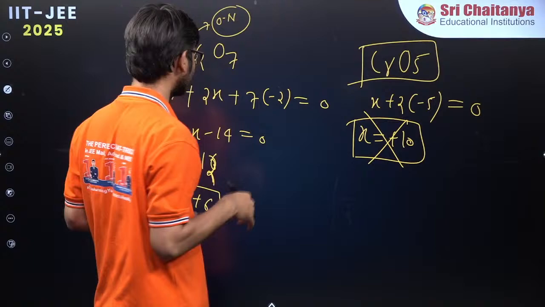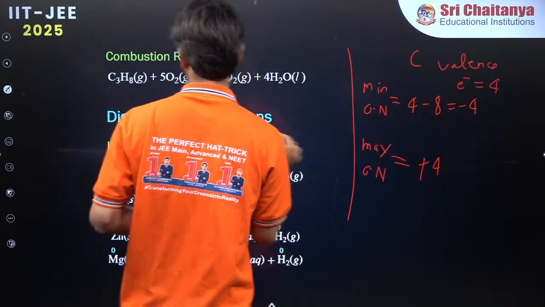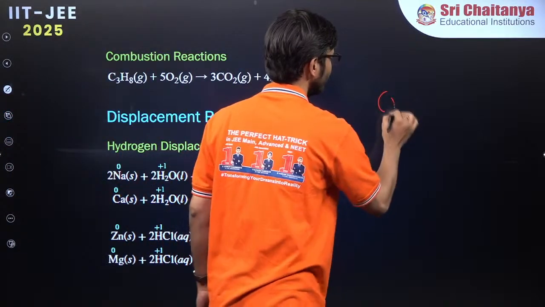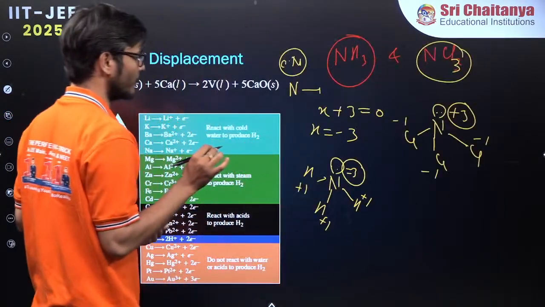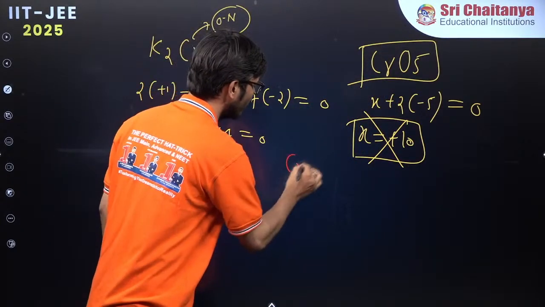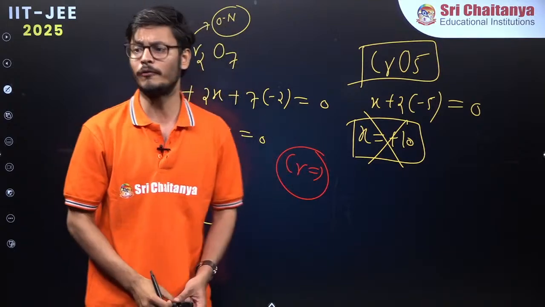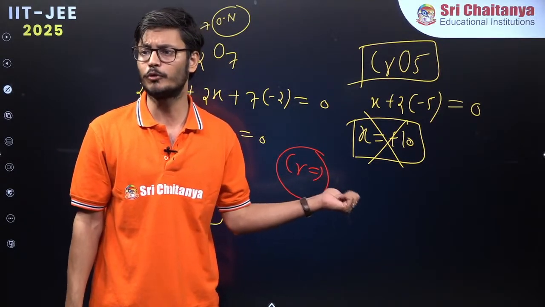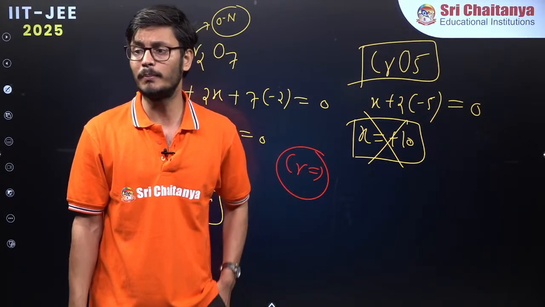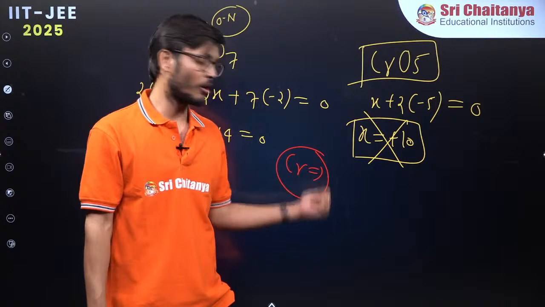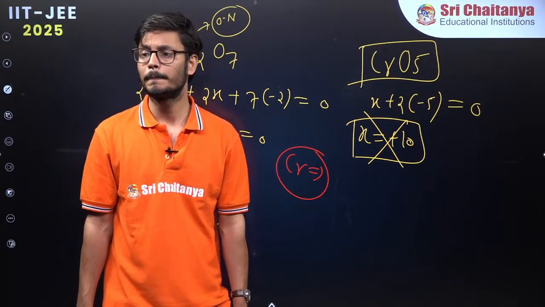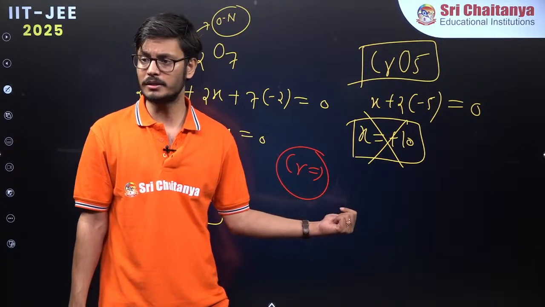If you see CrO5 का structure, what is the structure of CrO5? CrO5 looks like this. Chromium. You see why it is not possible to have plus 10? Can you give me the valence configuration of chromium?